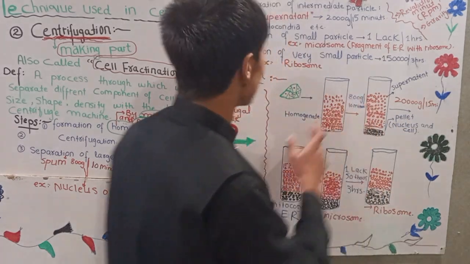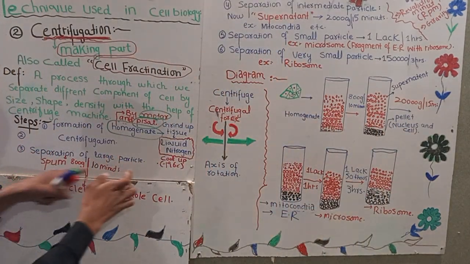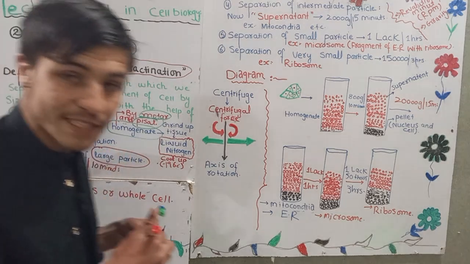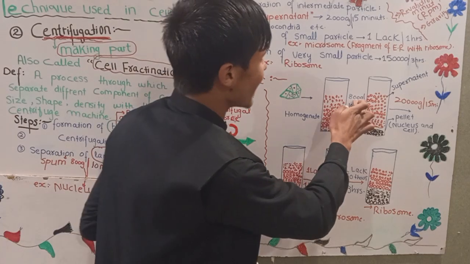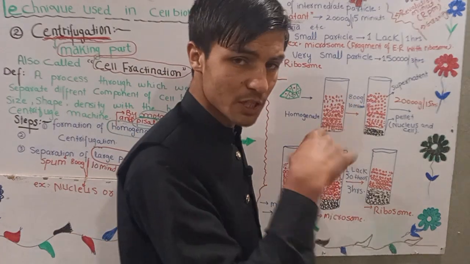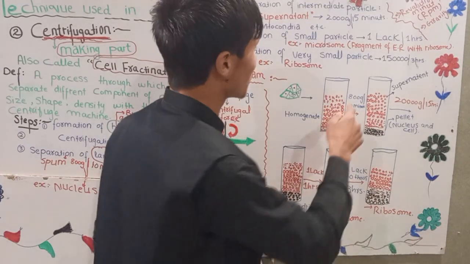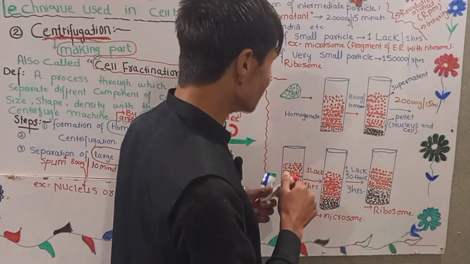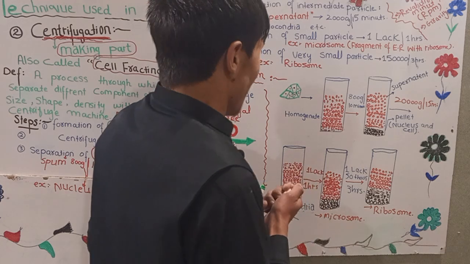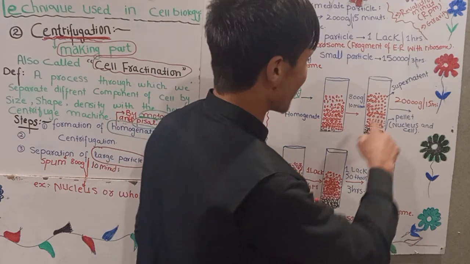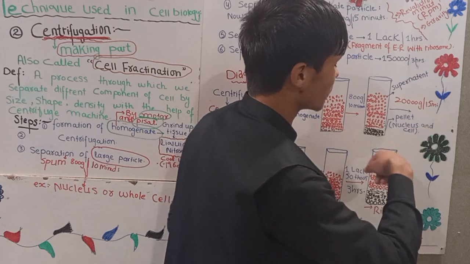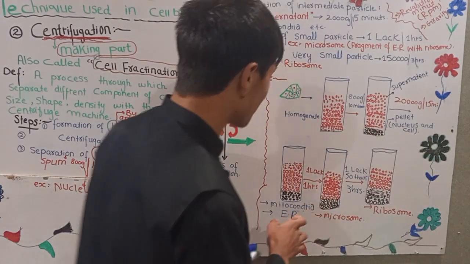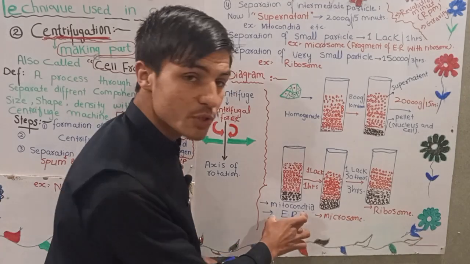In this process, first of all we separate the large particles, and the large particles inside the tissue are maybe whole cells or nuclei. So at 800 gravity speed for up to 10 minutes, two things separate: number one is the nucleus, and number two is the whole cell. In the second process, we give 20,000 gravity speed for up to 15 minutes.